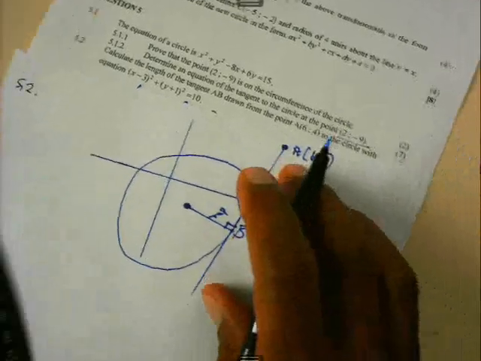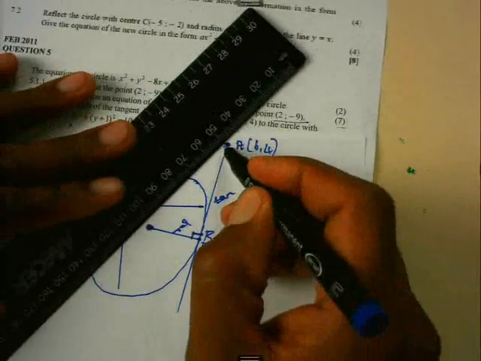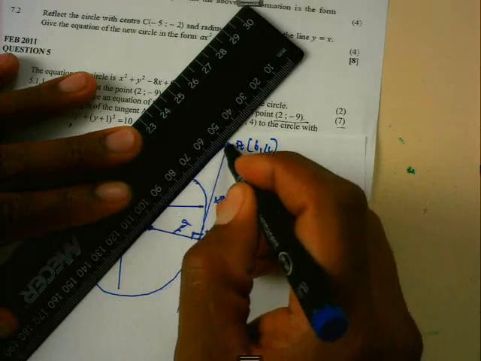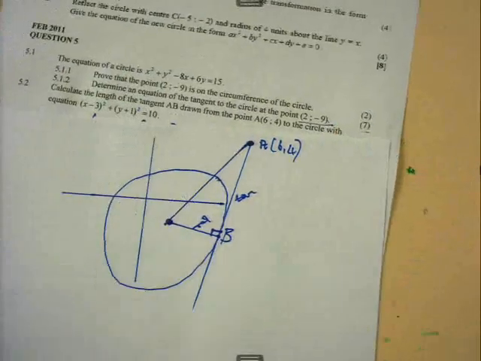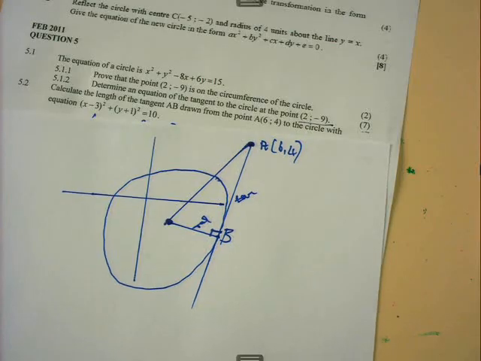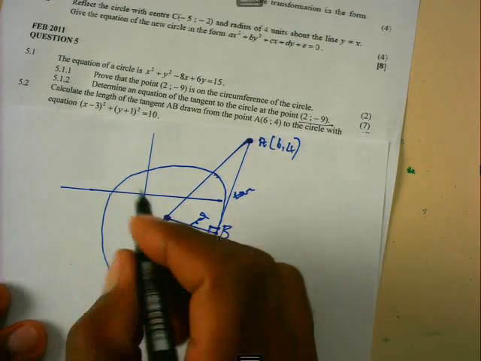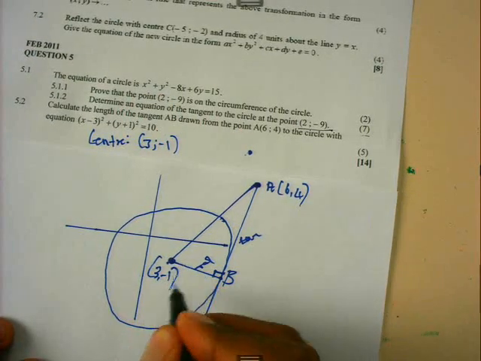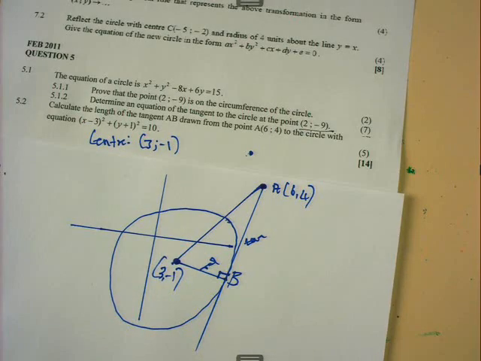Right. Now I can join this one. Now I have a right angle triangle. Now from here, what is it that we know? We know the center. The center is 3 as well as -1.